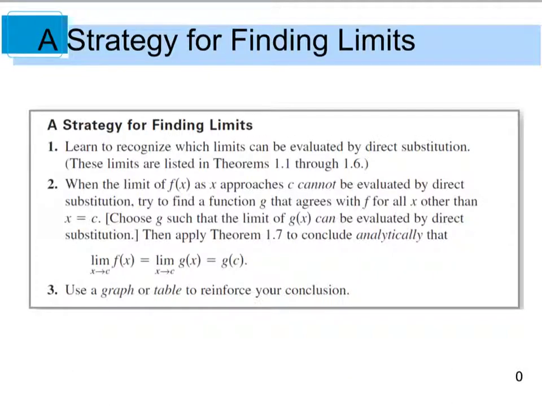So the big thing we're going to be looking for is understanding what problems we can use direct substitution for. Basically any problem where we don't get 0 over 0. Next, what we're going to try to do is find an equivalent g of x for f of x and plug our c into that g of x. One thing we should do is double check with our graphing calculator, like how we did in section 1.2, to evaluate the limit.